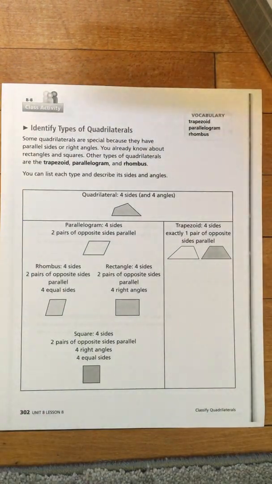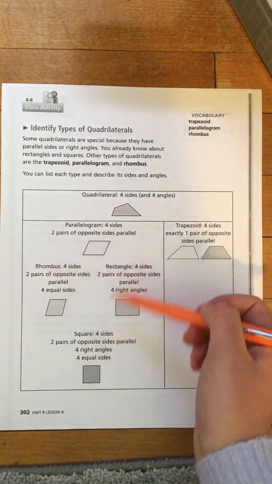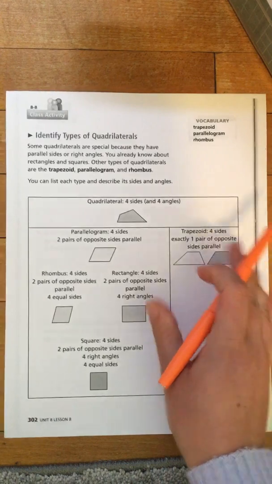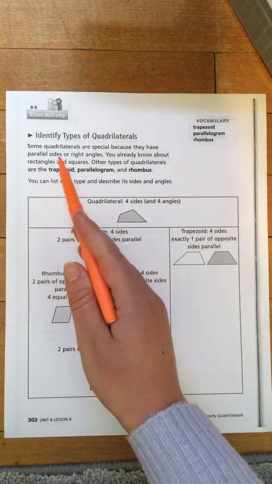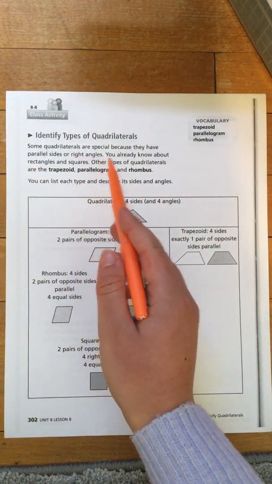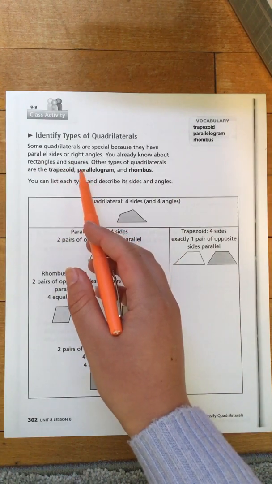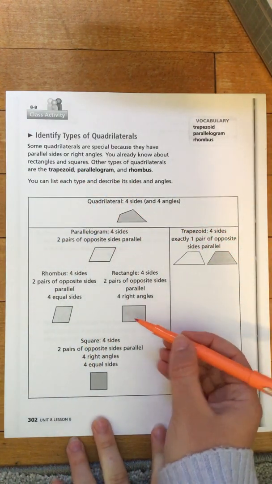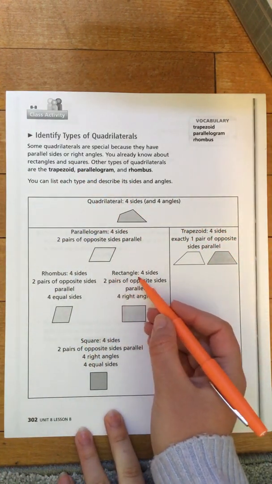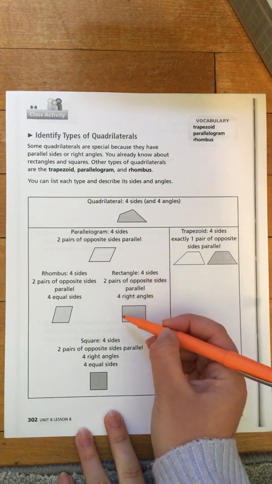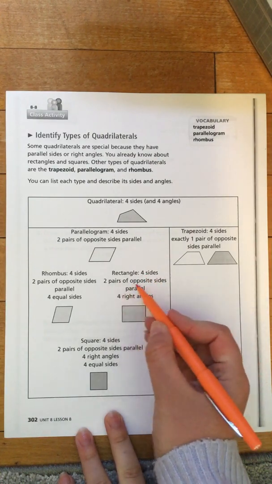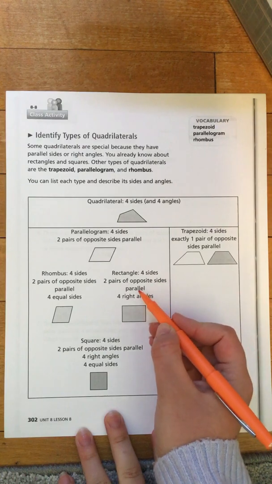All right, so we have different types of quadrilaterals. Like I told you, we have some different shapes that we're learning about. Some are special because they have parallel sides or right angles. You already know about rectangles and squares. Okay, so here's a rectangle. The definition of a rectangle is that it has 4 sides, 1, 2, 3, 4, two pairs of opposite sides parallel.